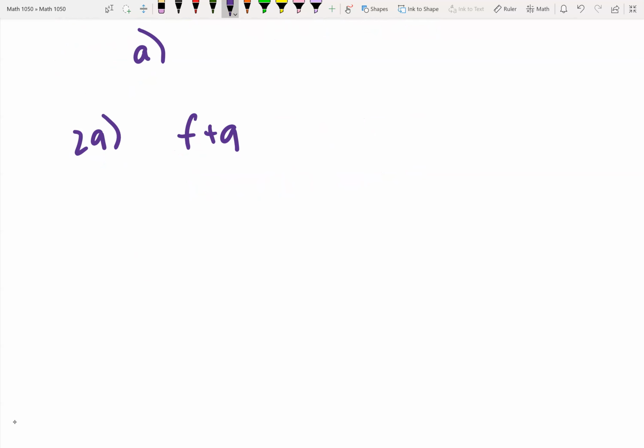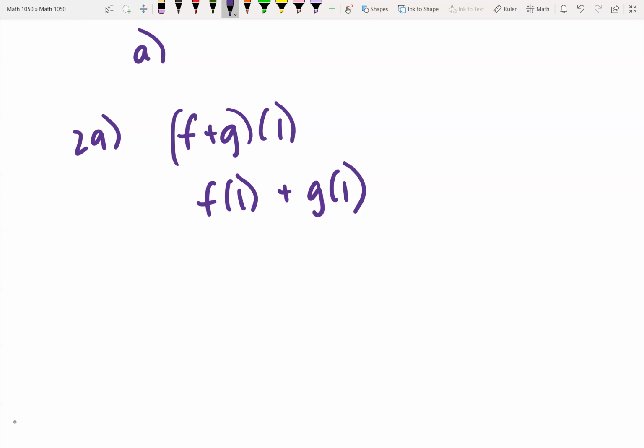So f plus g of 1. Basically, they're asking you to find f of 1 and add it to g of 1. So go to an x value of 1. The f of x is the dashed line, and that is right at a 0 on the y. The g of x is the solid line, and it is up 3. So g of 1 is a positive 3. 0 plus 3 is a 3.